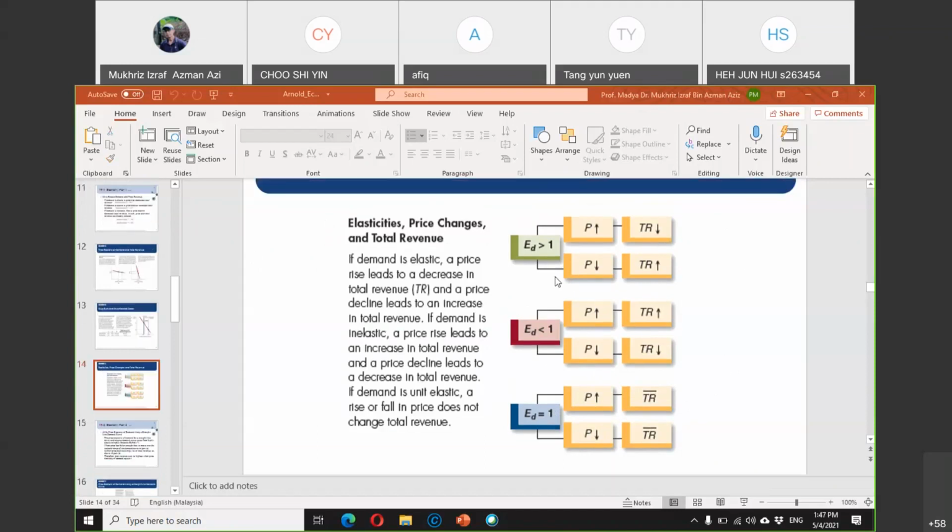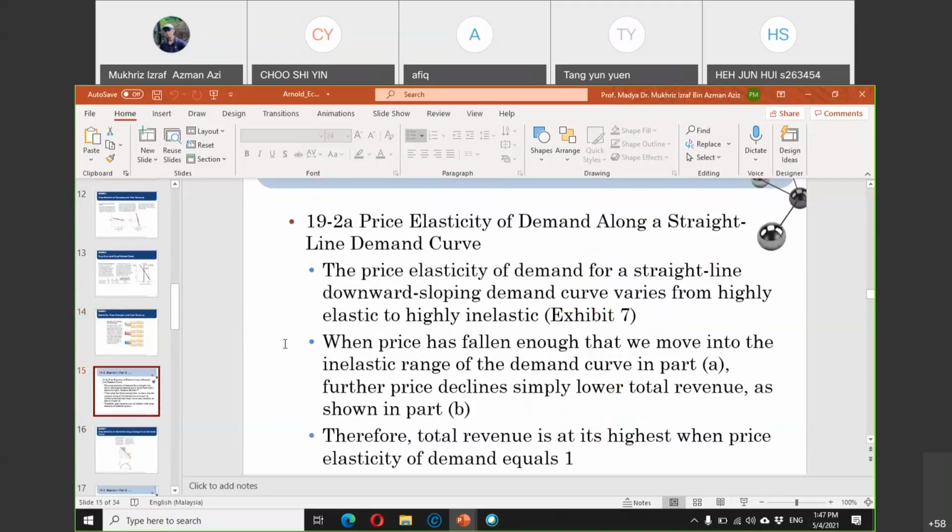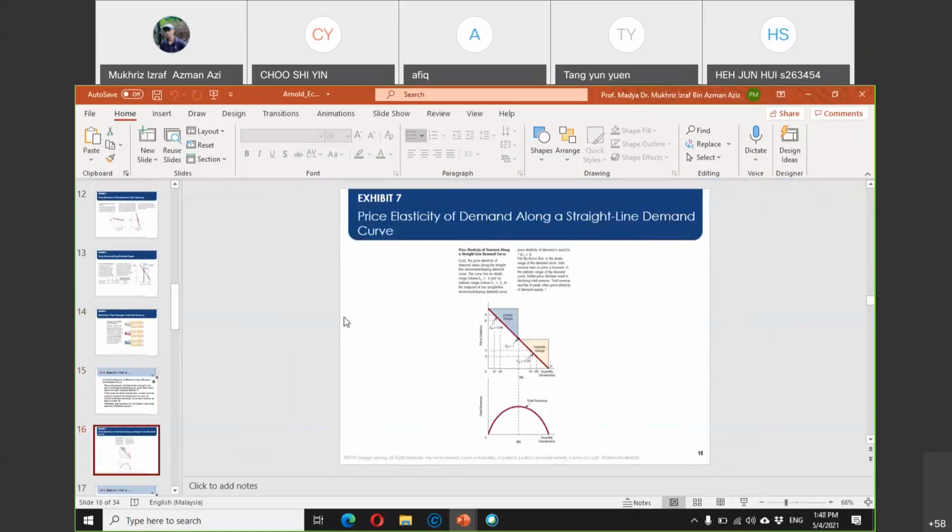So again, if the demand is elastic, the best is for the seller to reduce the price. If the seller wants to increase revenue, they should reduce the price. And the opposite will be true when the demand is inelastic. If the seller's goal is to increase revenue, they should increase the price. So you need to understand this concept first. Once you understand this, if you are being tested on this idea of elasticity and revenue, you should be able to answer them correctly. So that is the basic idea of elasticity of demand.